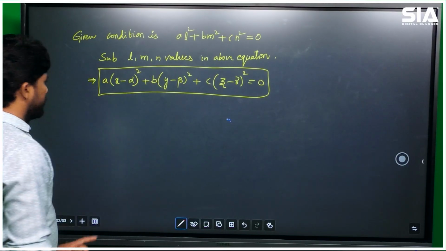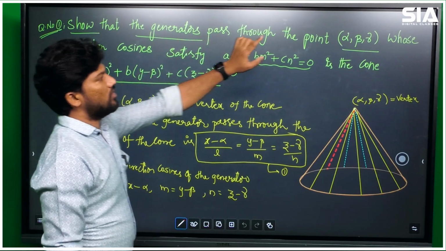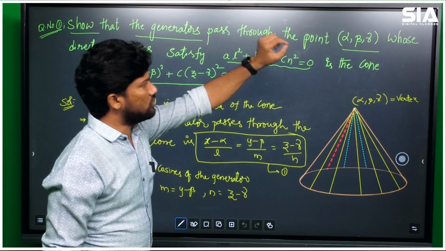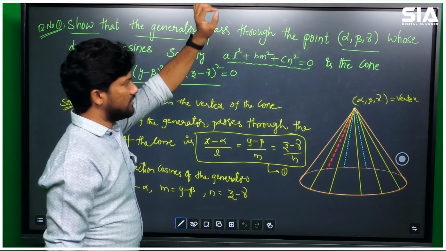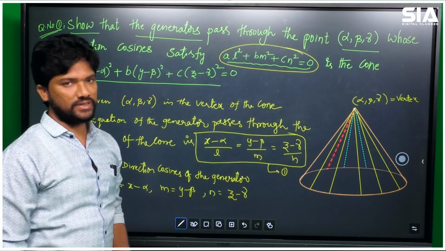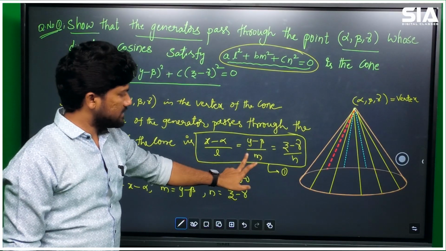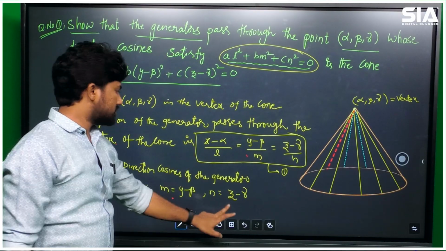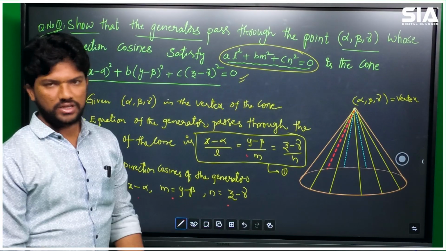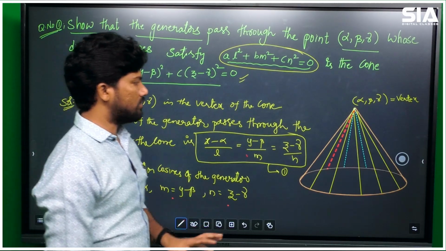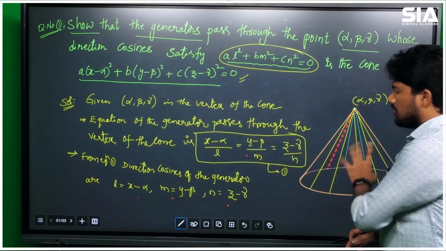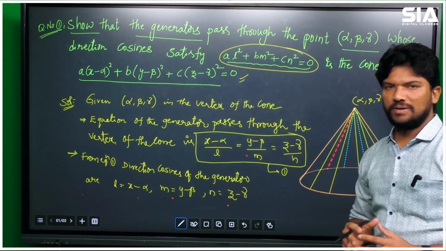So what we discussed in this problem: they have given one vertex of the cone, all the generators pass through one point only, and the direction cosines of the given generators satisfy one common condition, that is a l square plus b m square plus c n square equal to 0. Now from the generator equation, after deriving the direction cosine values, substitute in the given condition, then we will get the required equation of the cone. So this is the total problem. Be careful: for these types of problems, diagrams are very important. You have to draw in this format. So this is the total explanation of this problem.